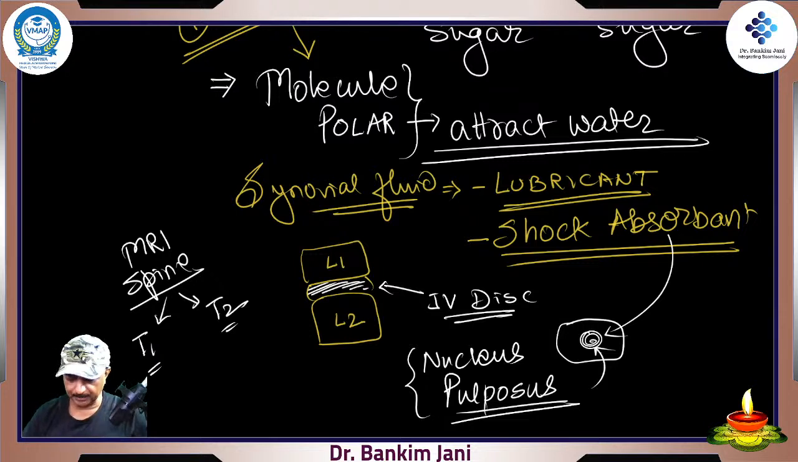Coming back to our topic, so this is the nucleus pulposus. So basically, it is like a polar molecule, right? Yeah, during a slip disc, the pulposus comes out. That's right, Om. You are right. So here, it attracts water, and that is what leads to, say, lubrication and the shock absorption, right?